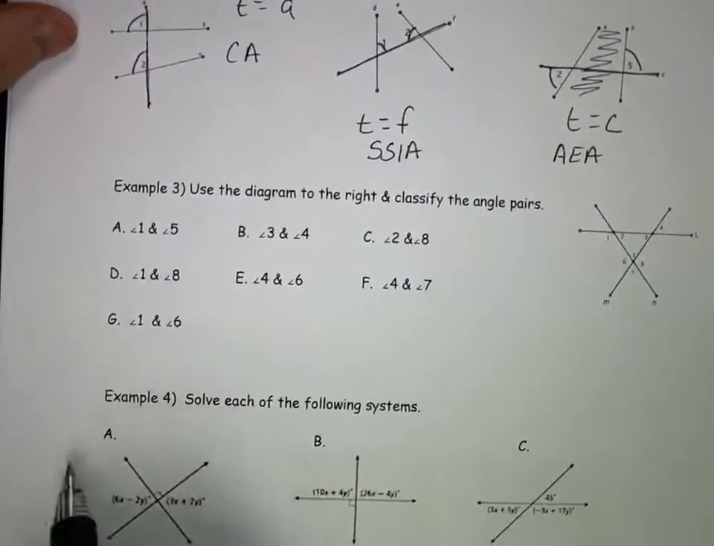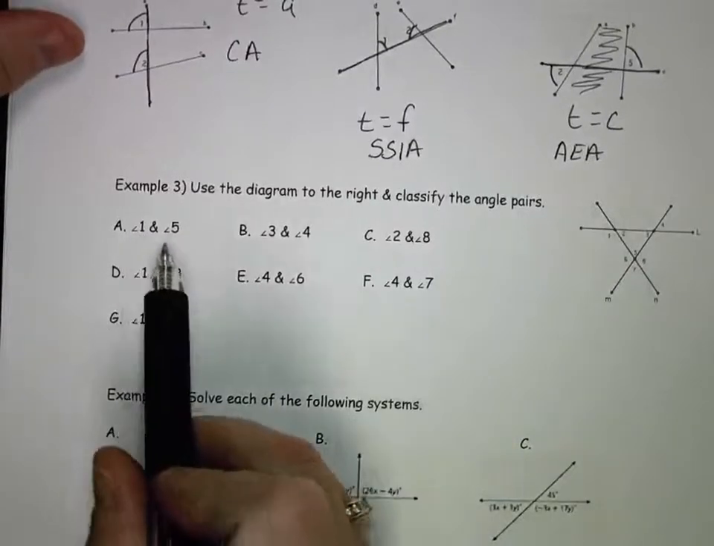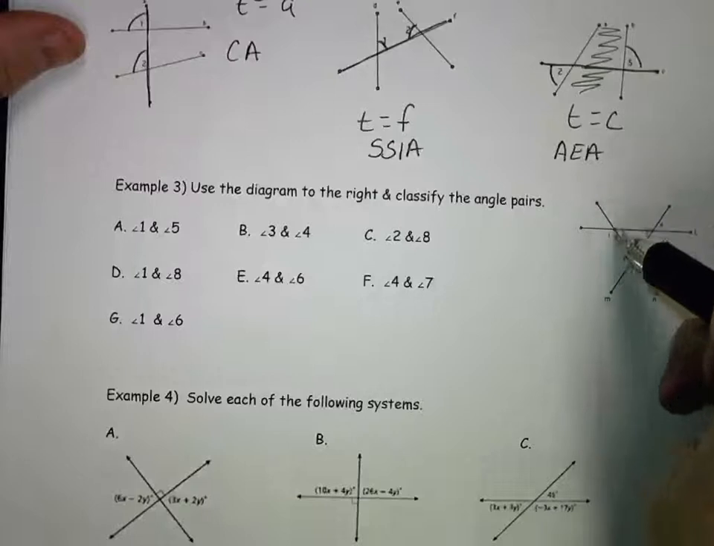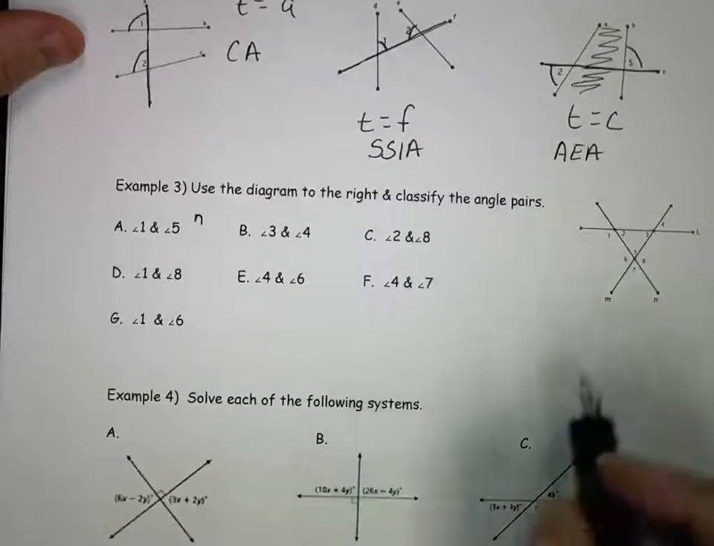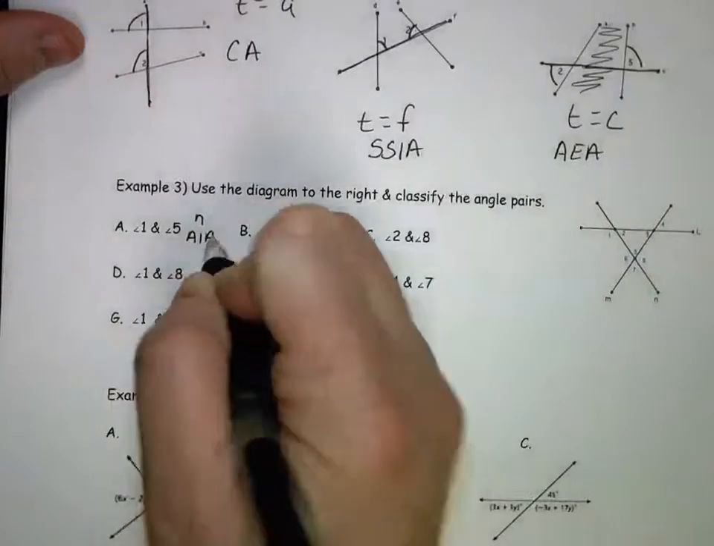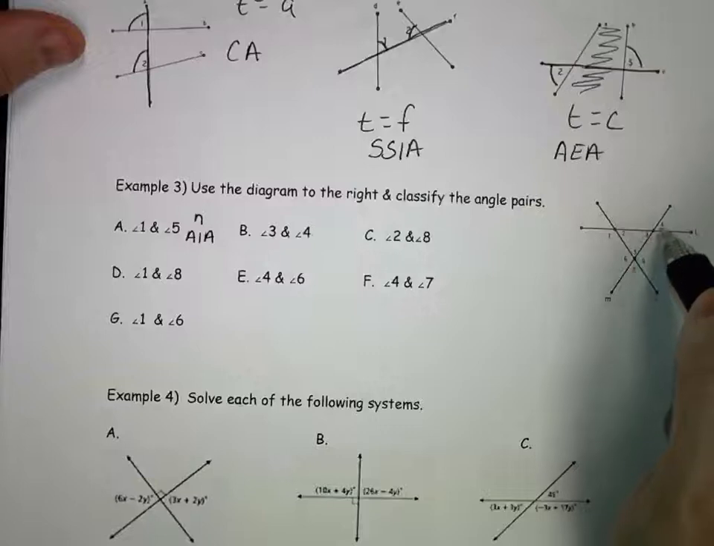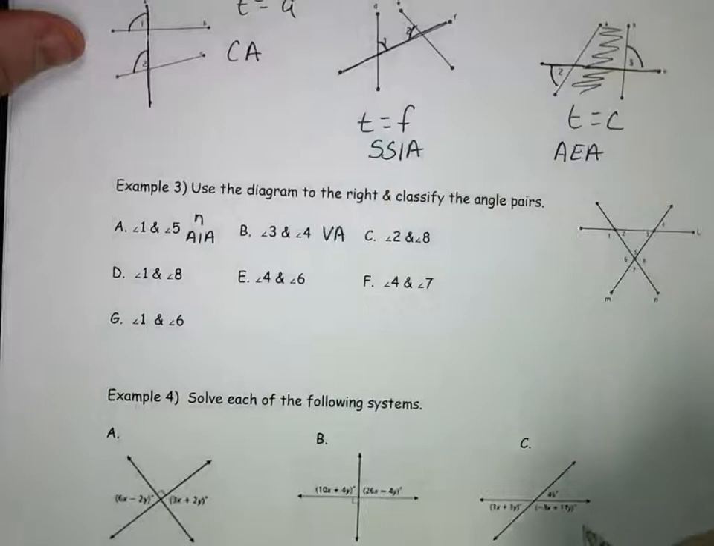Example 3, we are using this diagram and we have to classify a bunch of these. 1 and 5 right here. First of all, finding the transversal, it's going to be this line right here, because 1 and 5 both touch that. So the transversal is angle N, and then 1 and 5 are alternate interior angles. 3 and 4, it's kind of a trick question. There's not a transversal there. Those are vertical angles.